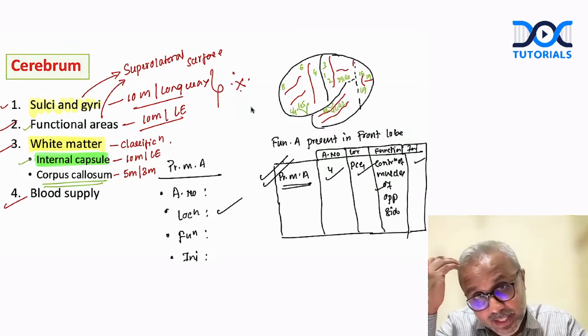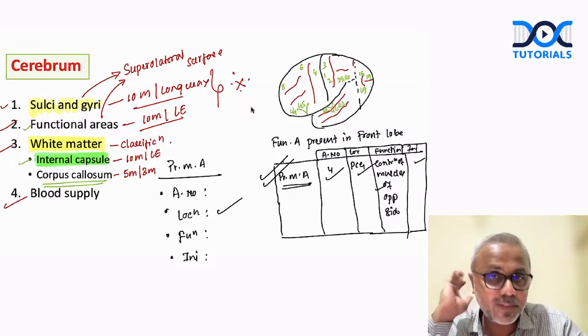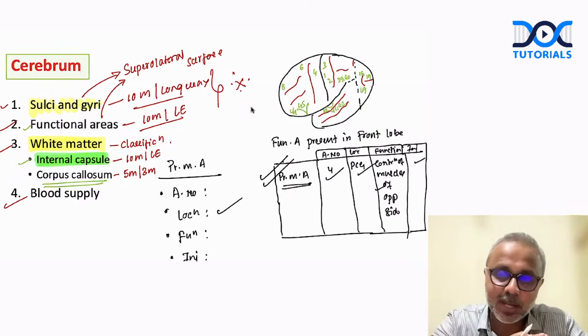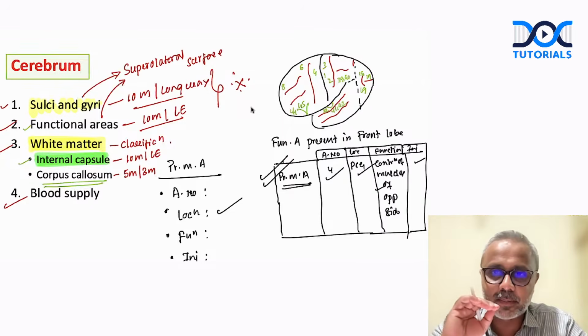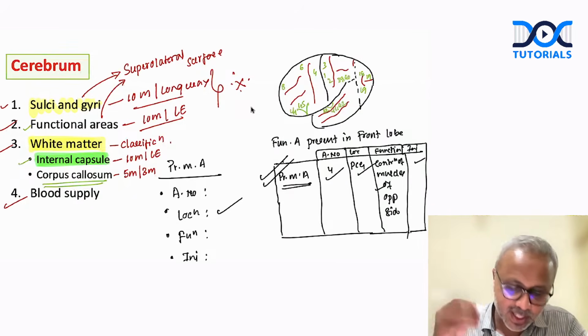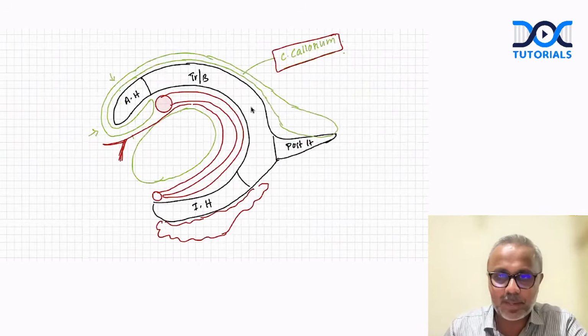Which artery supplies the medial surface? It is the anterior cerebral. Which supplies the posterior part of the cerebral hemisphere and the posterior part of the medial surface? It is the artery of vision, or posterior cerebral, right? At least if you know this much, it is more than enough, right? So this is regarding the cerebrum.